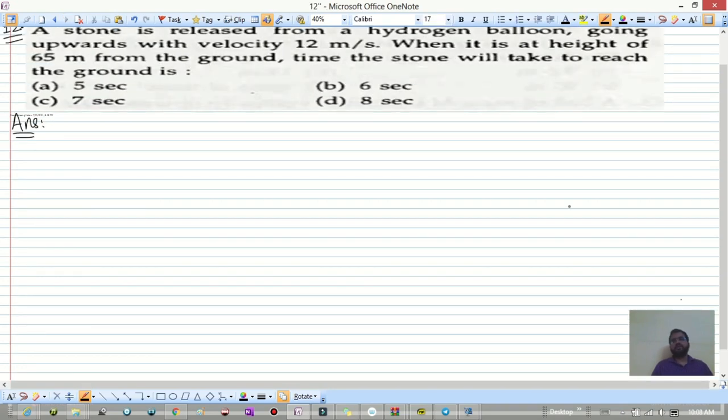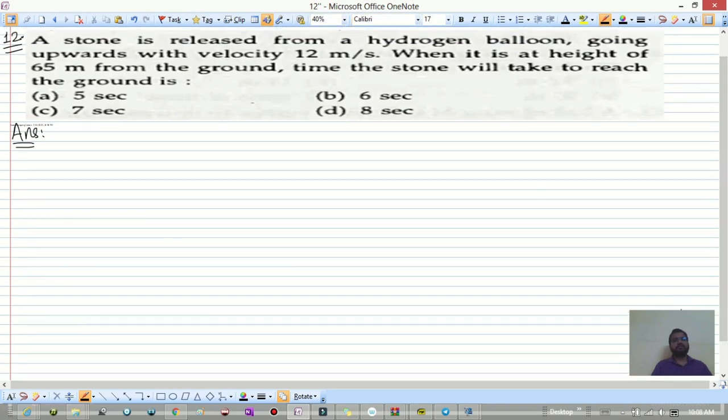Next question. A stone is released from a hydrogen balloon going upward with a velocity 12 meter per second. When it is at a height 65 meter from the ground, the time the stone will strike the ground is? As the balloon is moving upward with a velocity 12 meter per second, that stone will also move upward with a velocity 12 meter per second. Always remember, it is the velocity which will be retained by that body, and the force automatically becomes 0 on it by the external source. So over here 12 meter per second, it will go up, and it is at a height of 65 meter. It is given displacement minus 65 meter.